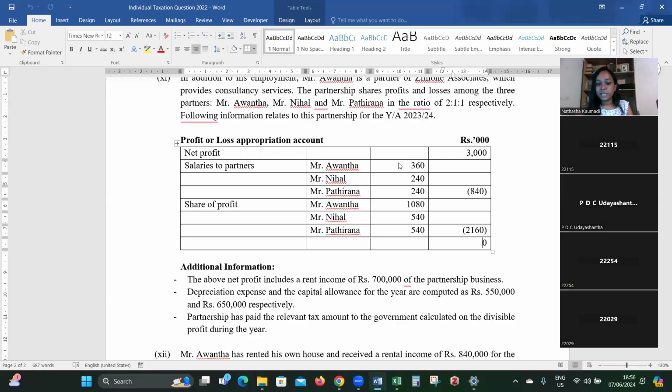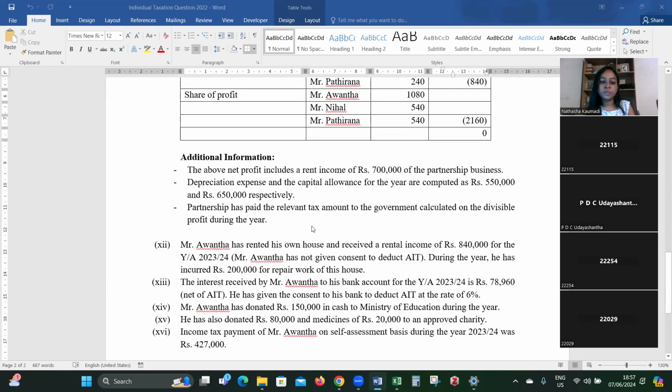Before deducting salary. Exactly. Before deducting salaries. So salaries are not deducted in 3,000 rupees. That you need to remember because it's important when we are answering the question. Right. Now additional information provided.